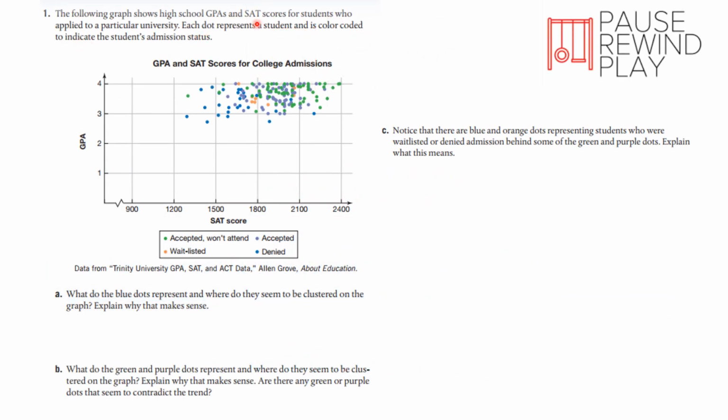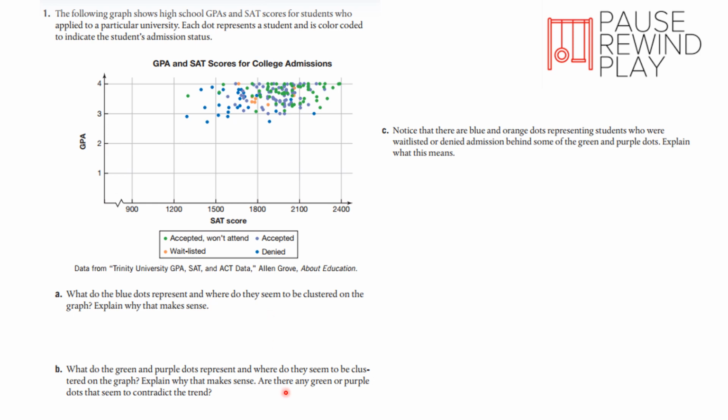The following graph shows high school GPAs and SAT scores for students who apply to a particular university. You can see here it is Trinity University. Each dot represents a student and is color-coded to indicate the student's admission status. They could either be accepted, won't attend, accepted, waitlisted, or denied. So what do the blue dots represent, and where do they seem to be clustered on the graph? Explain why that makes sense.